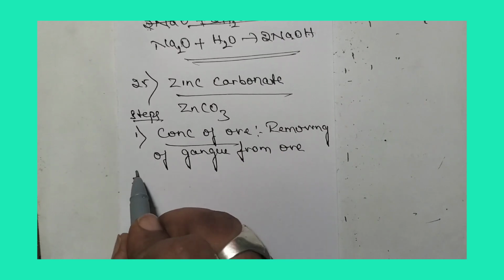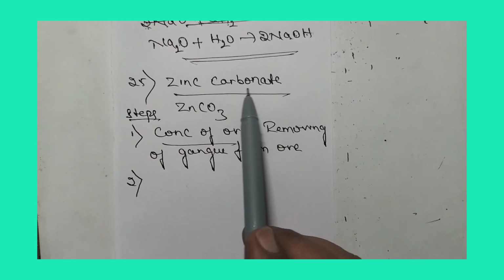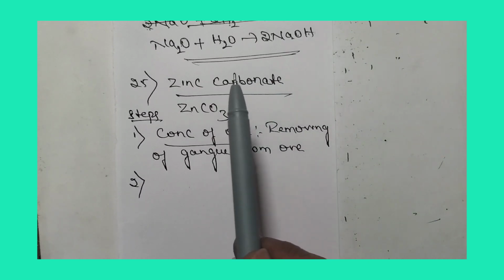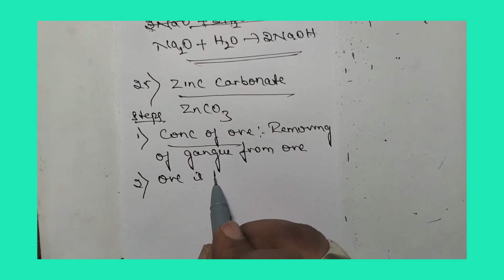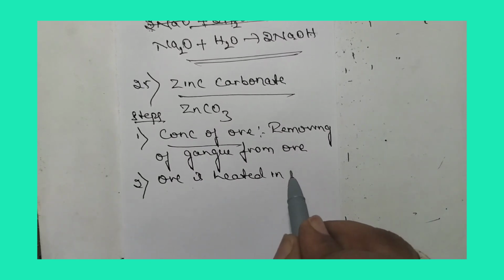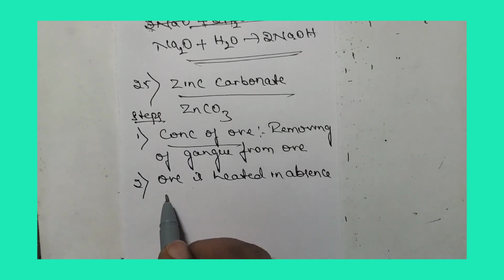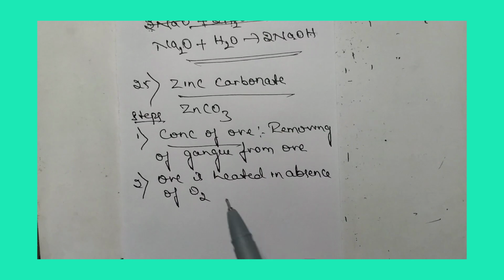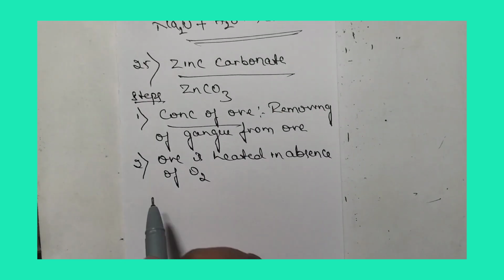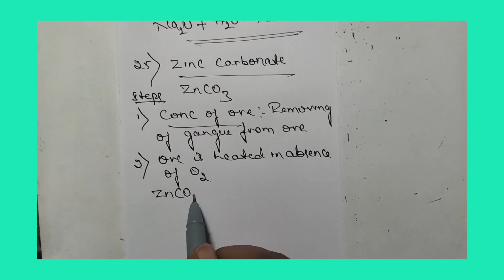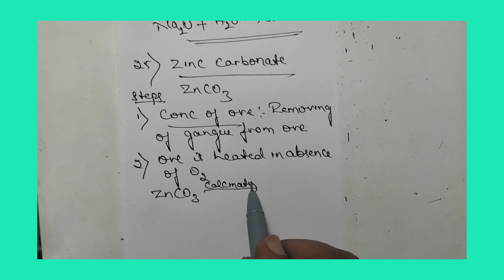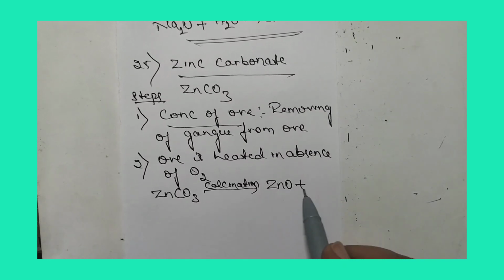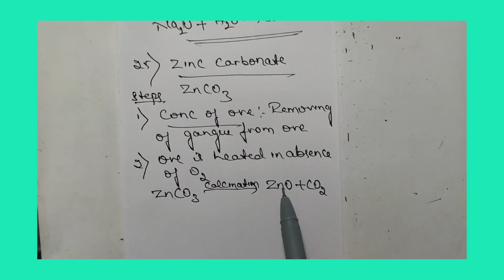Then coming to the second step, since this is a zinc carbonate ore, we have to go for calcination. In the second step, the ore is heated in absence of oxygen. That is called calcination. So ZnCO3 ore is heated to get ZnO plus CO2. So the carbonate ore is converted to oxide ore.